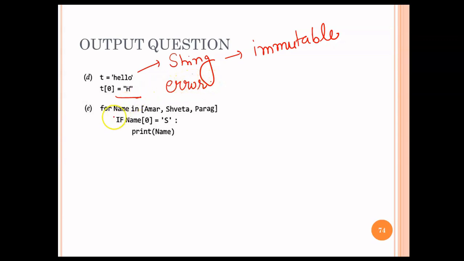Now moving to the E part, we have for name in Amar, Shweta and Parag. And if you go with the syntax of for loop header, it will always end with colon. So the colon should be there. Along with this, Python is a case sensitive language. So you will give this if in a small letter, then name 0, and if you are checking equality, that should be double equal, right? And then we are printing name. Now it is correct. So they were asking us to find the errors. So these are the 3 errors given in this small code.